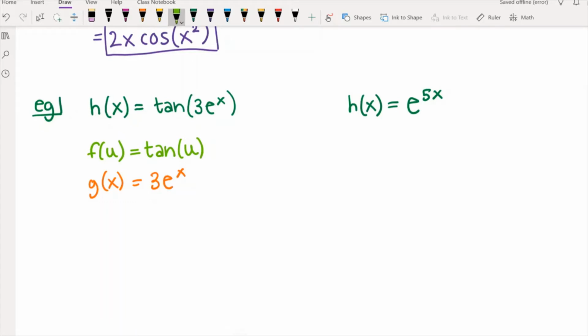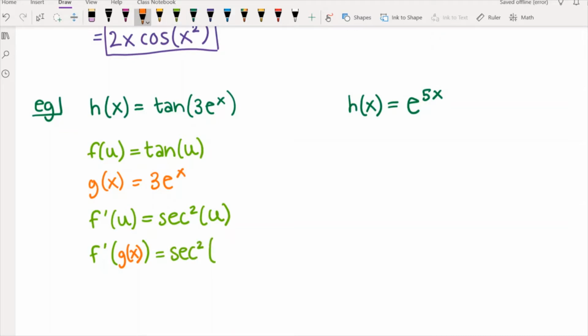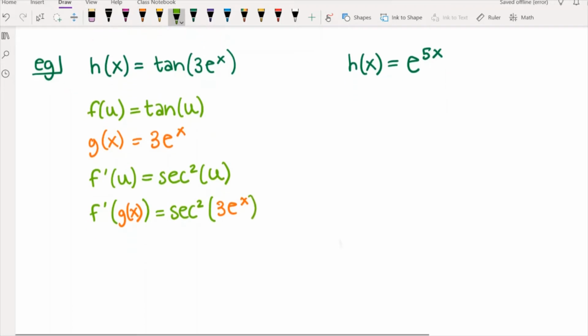So what is the outer derivative? Well, f prime of u, the derivative of tangent is secant squared. And then we want to replace u with the original input. So we're going to have secant squared of 3e to the x. Okay, and then what's the derivative of the inside part?